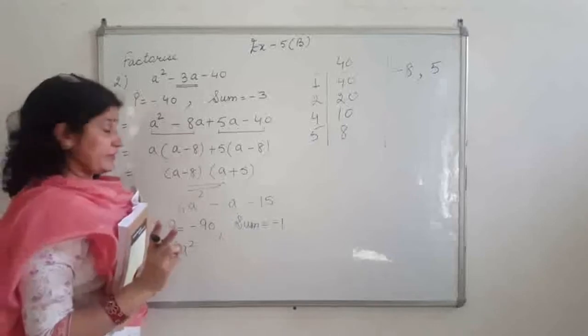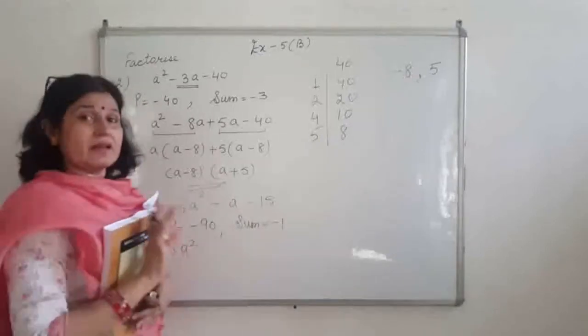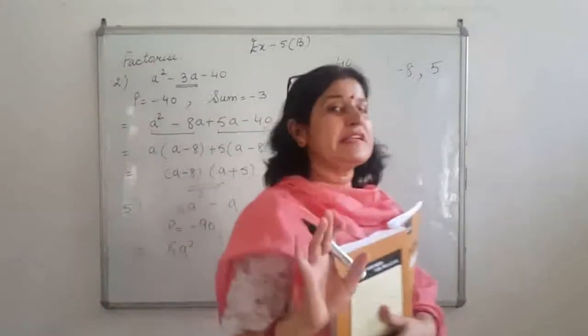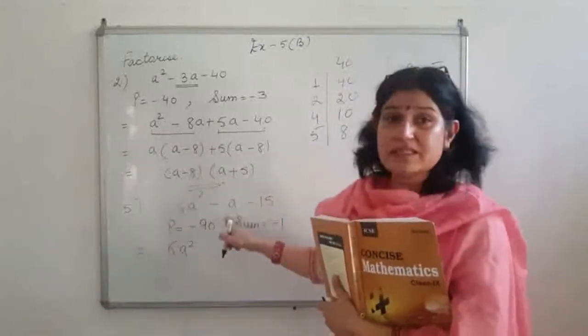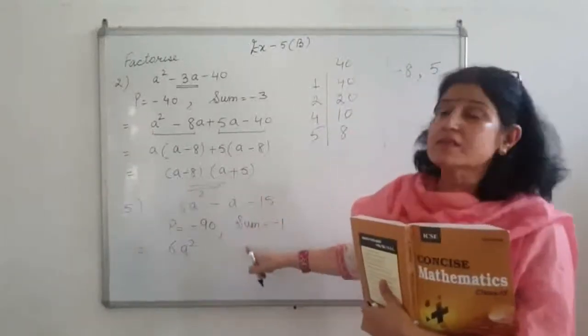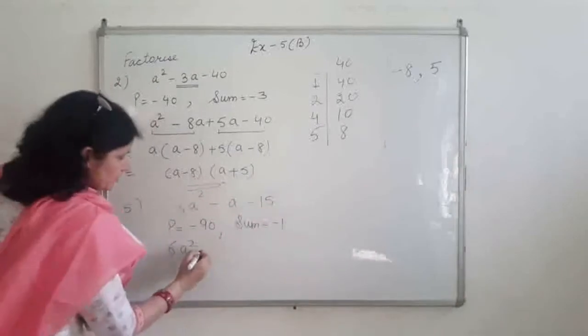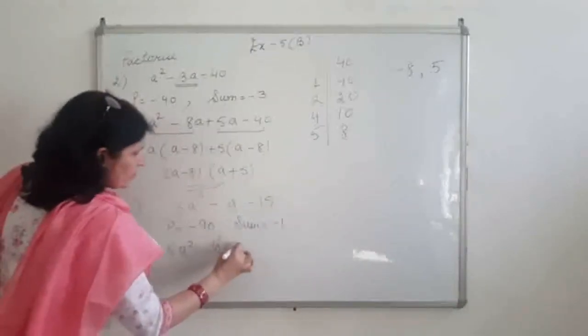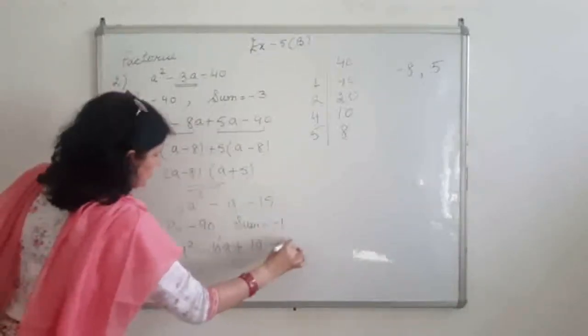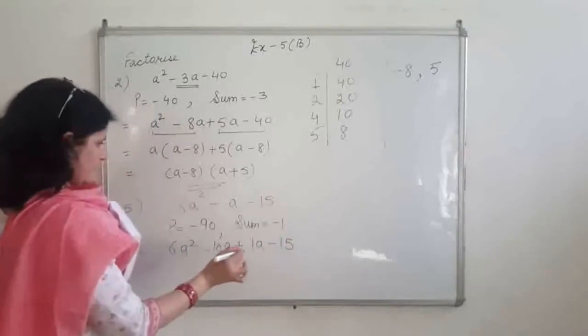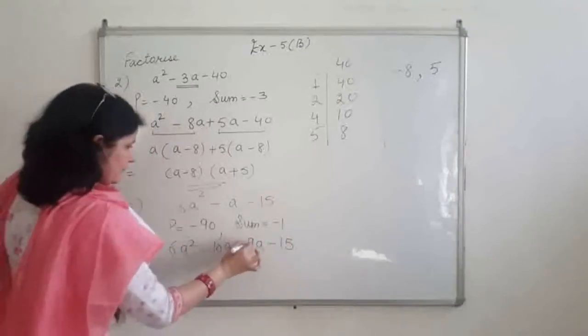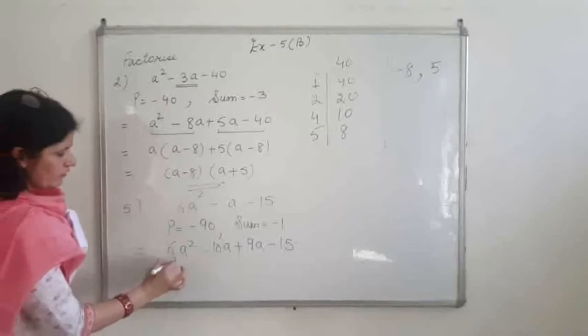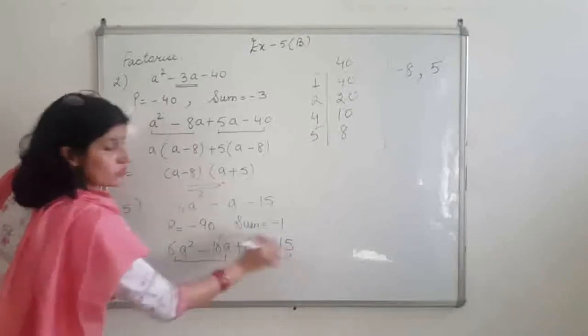Which two numbers will we take? 10 nines are 90, and which number will we take as minus, because we require minus here. So minus 10 plus 9. So 6a square minus 10a plus 9a minus 15. So now we take the first two terms and the last two terms.